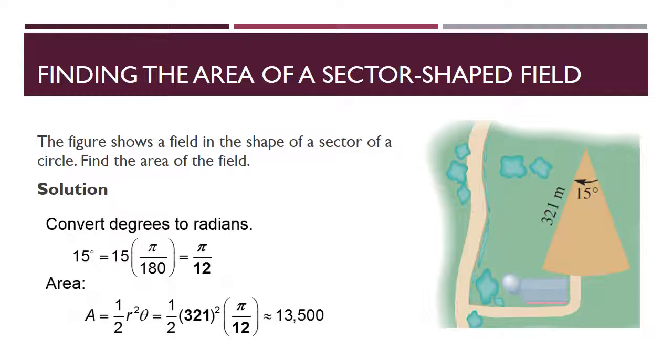First, we convert the degrees to radians, which gives us pi over 12, and then we use the formula 1/2 radius squared times theta. So it's 1/2 times 321 squared times pi over 12, and that gives us about 13,500 square meters.